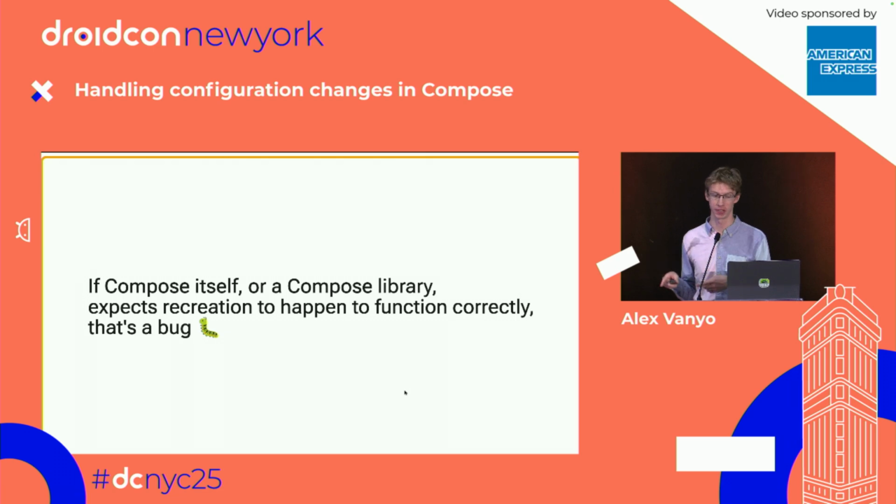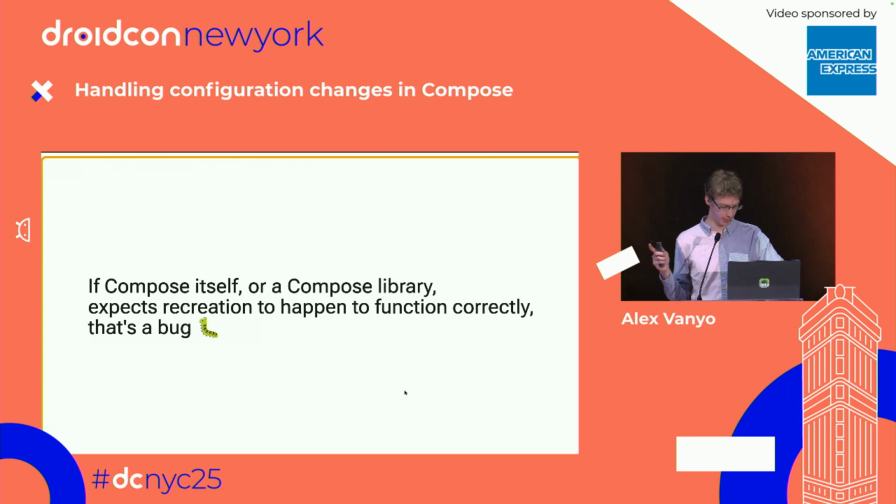Another way to think about this is if you're writing Compose code that is requiring recreation to happen to function correctly, that's kind of not as correct of Compose code as you could have. So it might work fine if recreation happens, but kind of fully correct Compose code should be using all those local configuration and other composition locals to update itself in place properly.